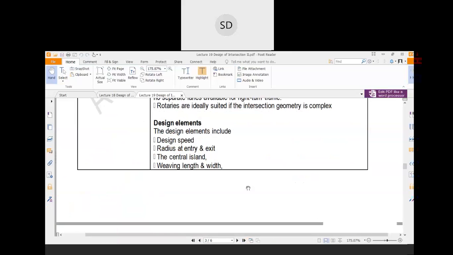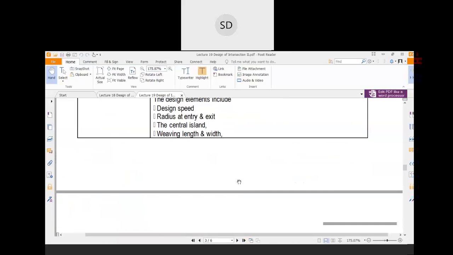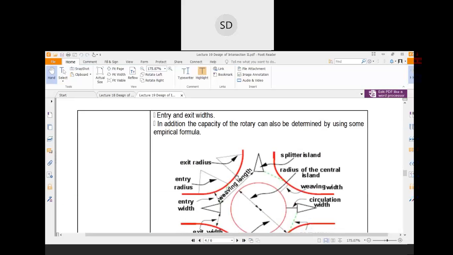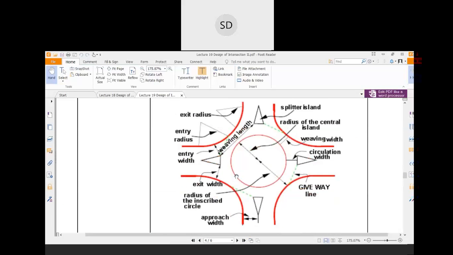Now coming to the next portion, design elements of the rotary intersection. So first let us discuss the different components of the rotary intersection. This is called the central island, and these are the different approaching roads.